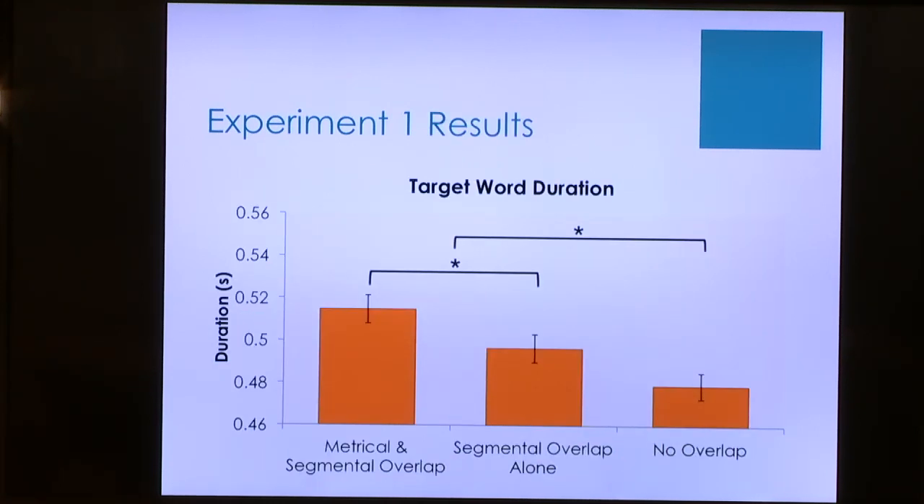And here are the results. So we see that the condition with metrical and segmental overlap led to longer target word durations than segmental overlap alone. And both of these conditions had significantly longer durations than the control condition with no overlap. So it seems that meter must be affecting this task, or the task performance in some way.